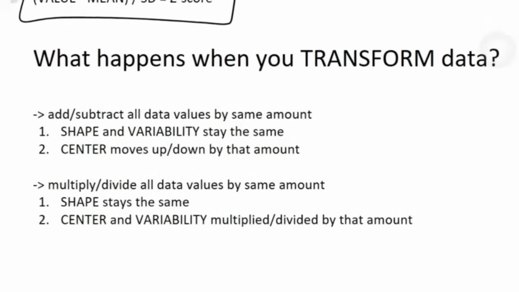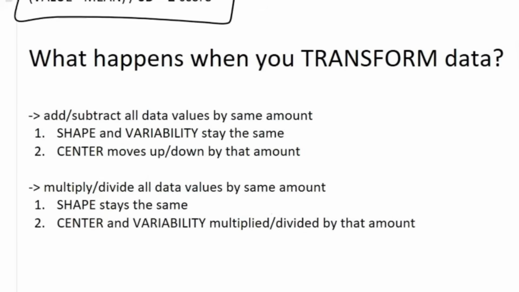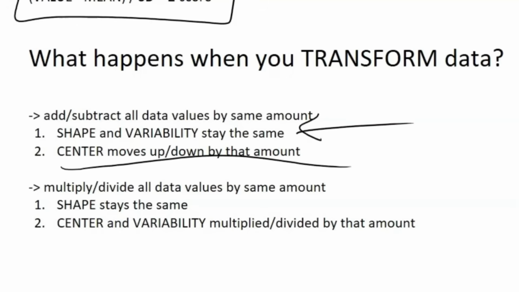All right, so now we're going to talk about what happens when you transform data. Okay, so let's say you have a data set. What if you added a certain constant, like you added 5 to every single value, or maybe if you multiplied every value by 20, right? What would happen to the shape, the variability, and also the center? Well, here is a summary of what would happen. So if you added or subtracted all the data values by the same amount, the shape and variability will always stay the same. The center, so that's like your mean or median, will move up or down by that amount. Now, if you multiply or divide, that's a different story. The shape will still stay the same, but now your center and your variability will be multiplied or divided by that amount.